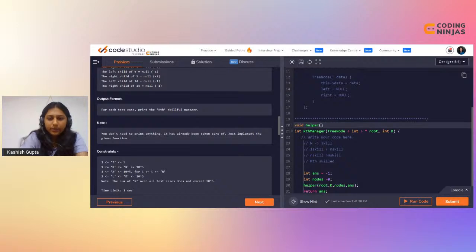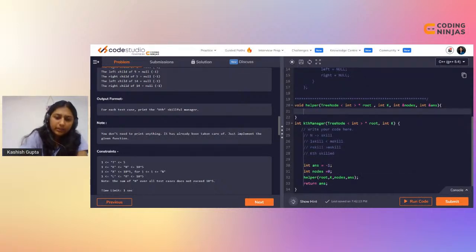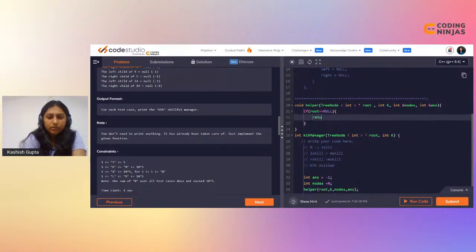So void helper, अब इसमें हम क्या क्या पास कर रहे थे, root पास कर रहे थे, then int k, int nodes, and we discussed कि this has to be passed by reference, and int answer. And since answer हम यहाँ पे return कर रहे हैं, so even this will be reference, क्योंकि अगर this is not reference तो वो हर फंक्शन अपना अलग कॉपी क्रिएट करेगा और लास्ट में हमारे answer में सिर्फ -1 store रह जाएगा. So that's not what we want. If root equals null, return, don't do anything.